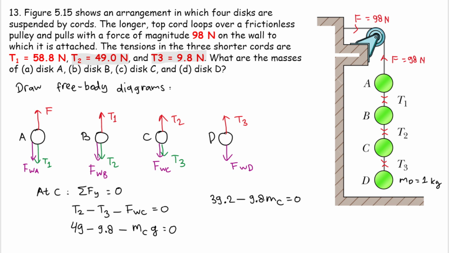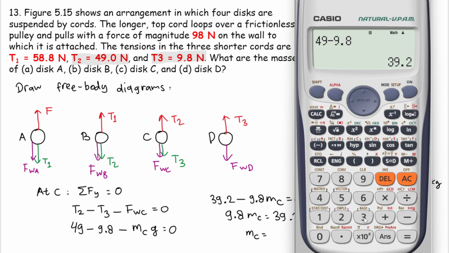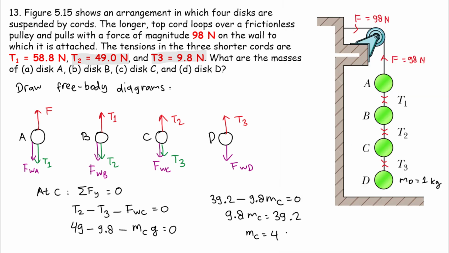Okay, and let's isolate this. So I have 9.8 MC is equal to 39.2. And now the mass of C is 39.2 divided by 9.8, which I think will be 4. Yeah, that will be 4, and the unit here will be in kilogram. So the mass of C here is 4 kilogram. Good. And now let's do the same game again, but this time at B.